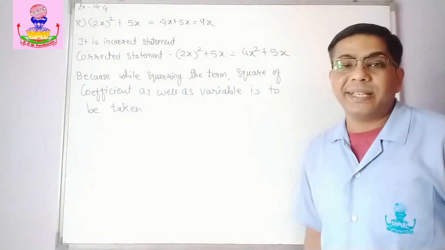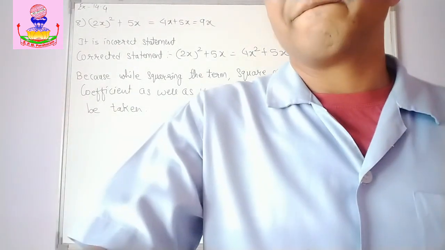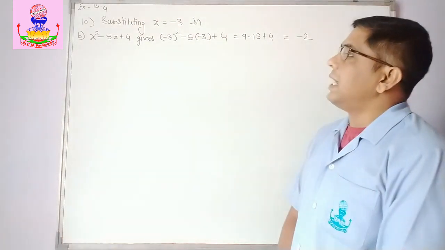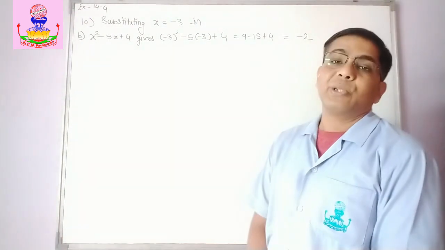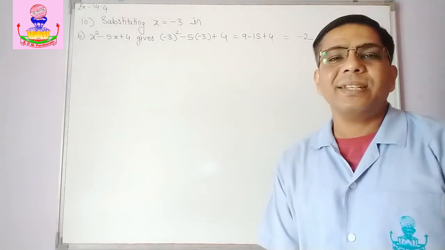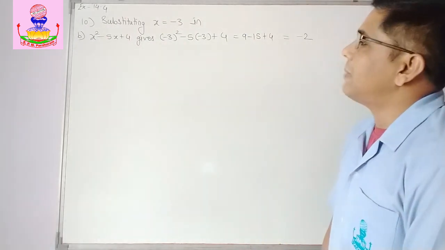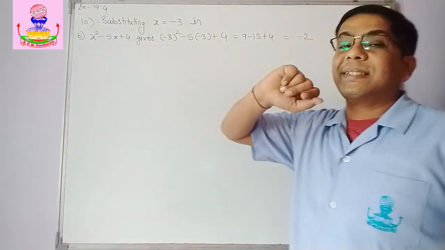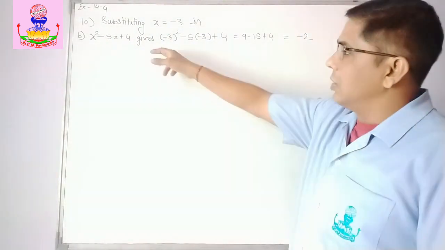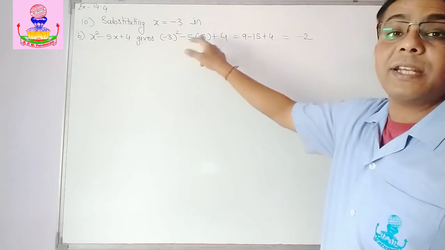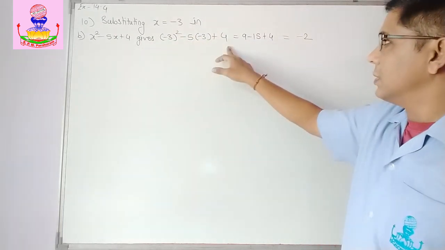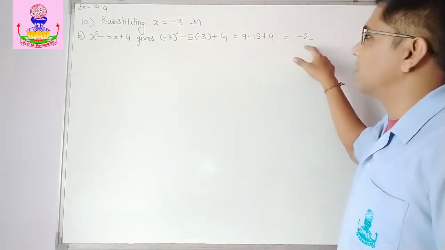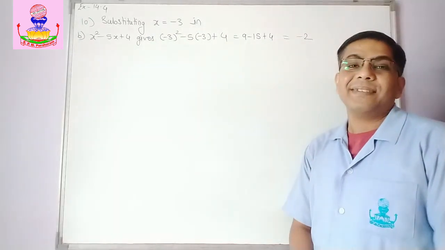Now let's move to the 10th example. Now see question 10, substituting x is equal to minus 3. From that I am solving B, A and C you are going to solve. So x square minus 5x plus 4 gives, substituting minus 3 as the value of x, minus 3 whole square minus 5 into minus 3 plus 4, that is equal to 9 minus 15 plus 4 is equal to minus 2.